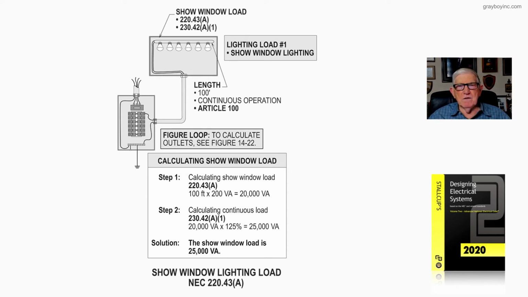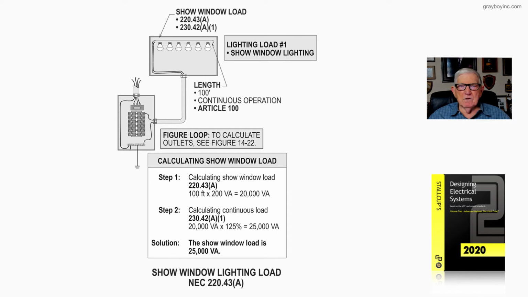Now notice we have a 100-foot length of show window lighting. In accordance with Article 100, it's a continuous load, 3 hours or more. And you know, we have an NEC loop to calculate the outlets, if you wanted to, that would go in that show window in our figure 14-22. You notice we keep these figure loops going so that you just keep going to each figure that would help you with the show window, whatever you're figuring.